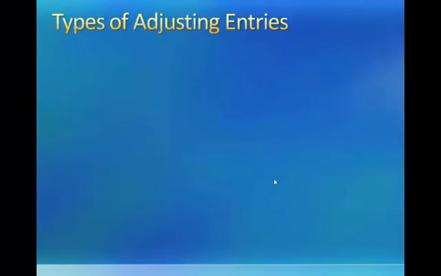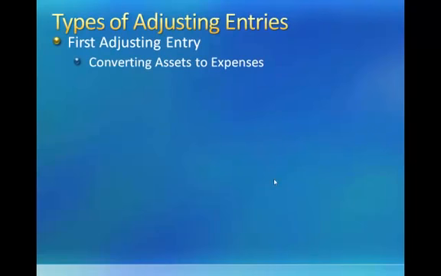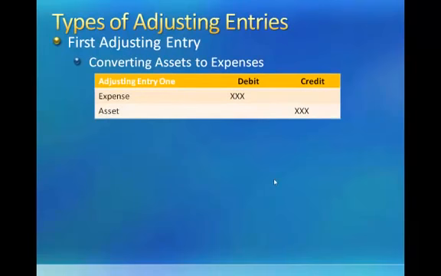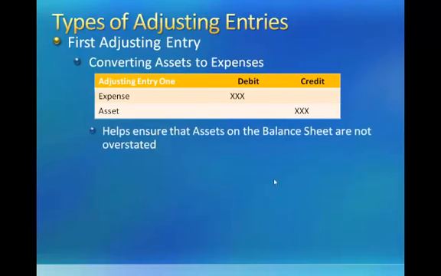There are 4 types of adjusting entries that firms must consider at the end of each accounting period. The first adjusting entry converts assets to expenses. This type of entry is needed when cash is paid prior to an expense being incurred and involves a debit to an expense account and a credit to an asset account. Recording this type of adjusting entry helps to ensure that asset account balances reported on the balance sheet are not overstated. It also helps ensure that expenses recorded on the income statement are not understated. If this adjusting entry is not made, net income would be overstated.